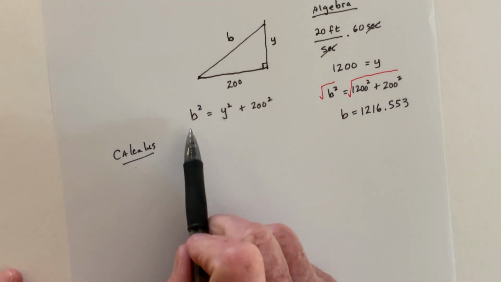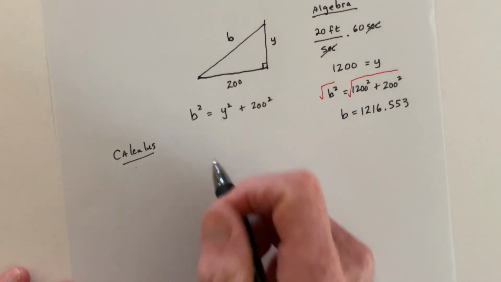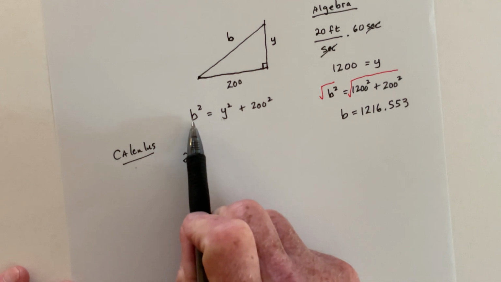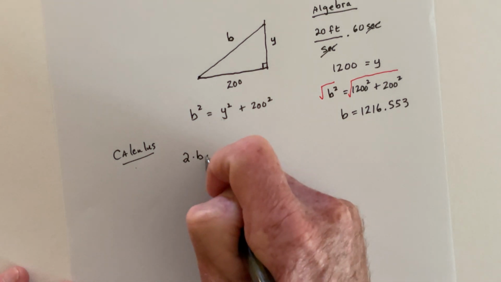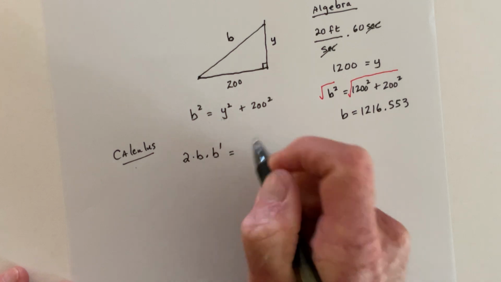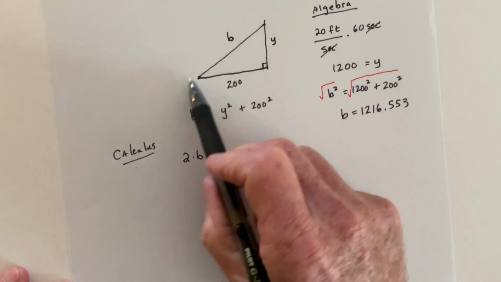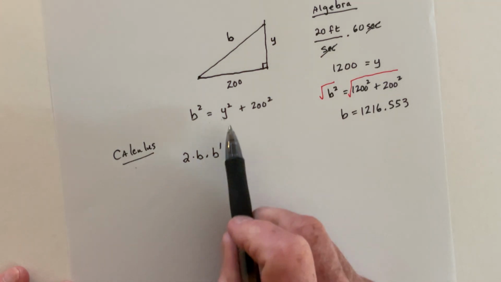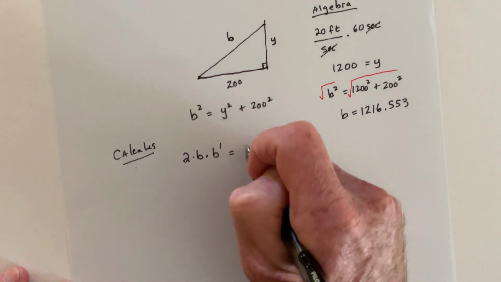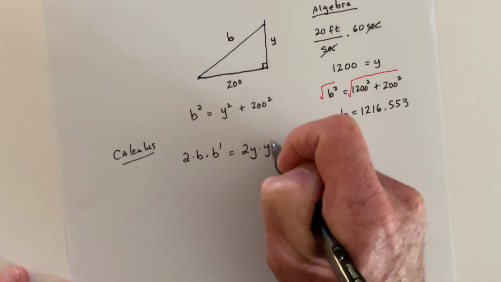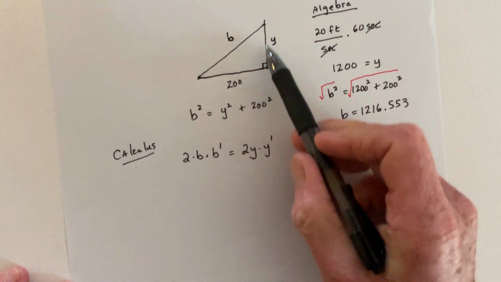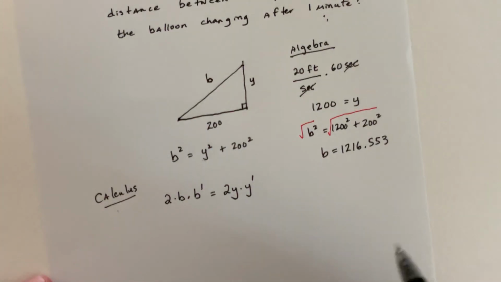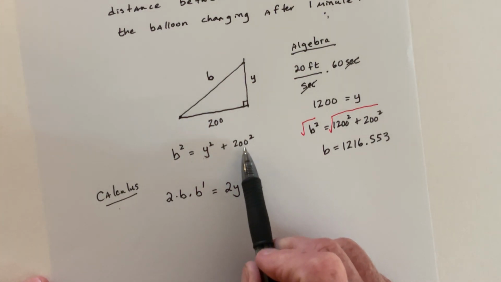So I need to take the derivative. So doing the power rule, the derivative of B squared is going to be 2 times B. And then the chain rule says, now you need to take the derivative of B. So then times B prime. So B prime means how fast is this changing. So B prime is actually what we need to solve for. On the other side, it would be very similar. It's going to be 2y times y prime. And y prime means how fast is this changing, and that is the 20 feet per second. Oh, by the way, this is just a constant, so the derivative of that is 0.